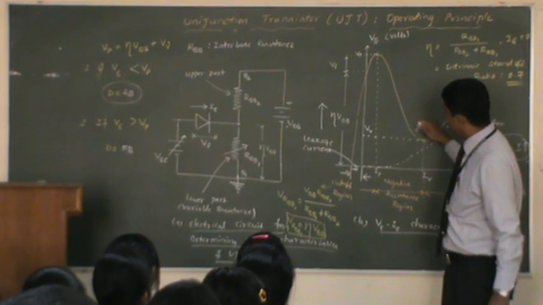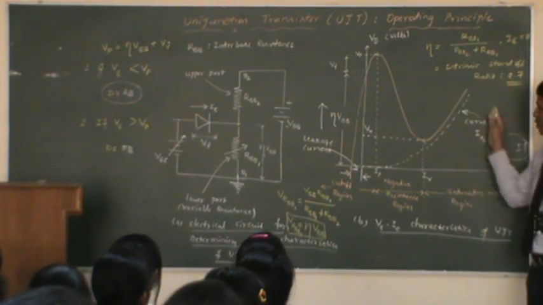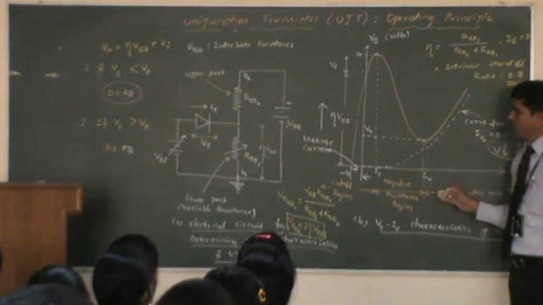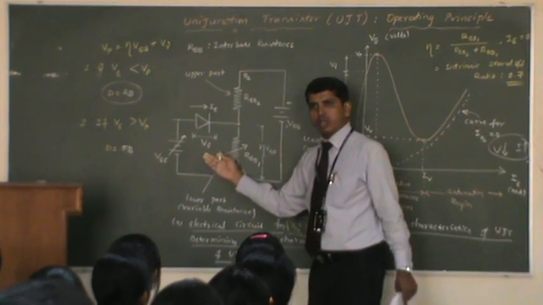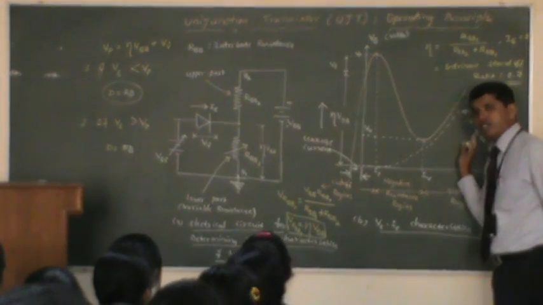When the voltage across the UJT decreases, current will start increasing. So this is going to be the behavior of the unijunction transistor. So this is explained by looking at this. You understood this? I will link this circuit with that of characteristics.